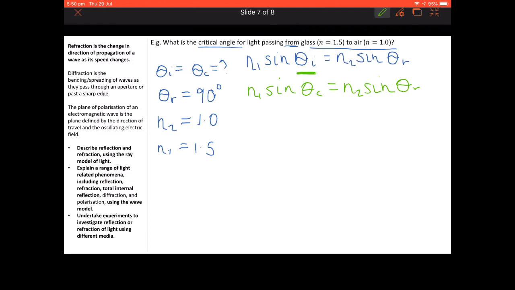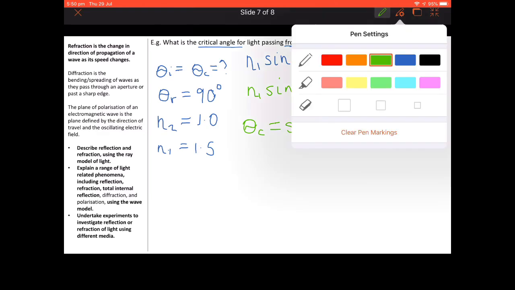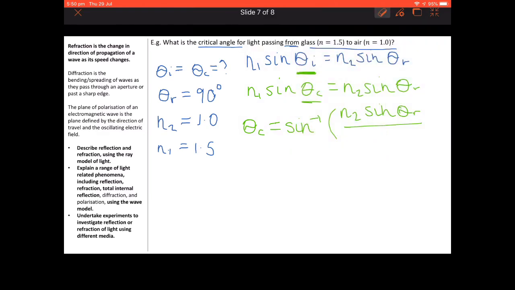If you want to, you could sub in all of your values here and then rearrange the equation to find the critical angle. I prefer to rearrange first and sub in later, so I'm going to do that. So I'll get the critical angle is equal to inverse sine of N2 sine angle of refraction divided by N1.